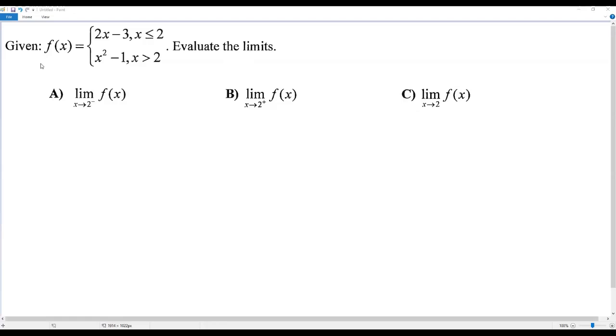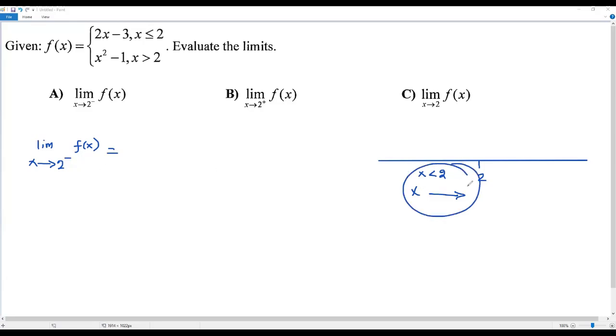Okay, now let me draw a number line for the values of x. Let me do it over here. Okay, so now let me mark the number 2 over here. When x approaches 2 from its left side, all the values over here will be less than 2. That is, in this interval, the value of x will be less than 2. So now let me evaluate the limit we have in part A, that is, the limit as x approaches 2 from the left of f(x). As I said already, the negative sign over here indicates x approaches 2 from its left side. When x approaches 2 from its left side, all the values of x will be less than 2. Now we have to consider the piece of f(x) where x is less than 2. So this is the piece.